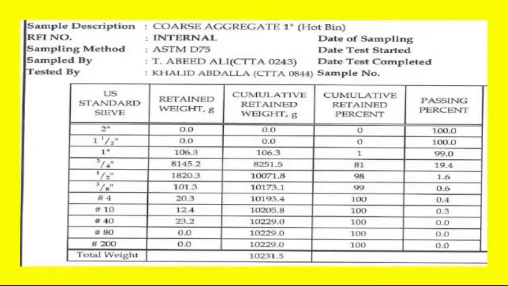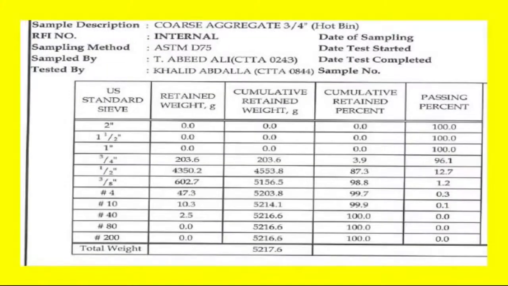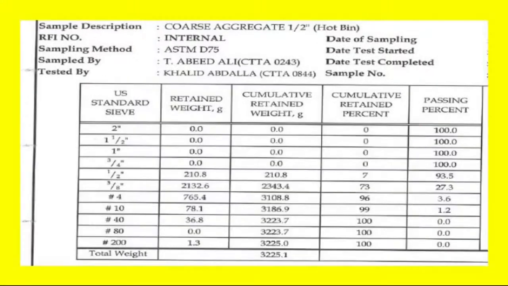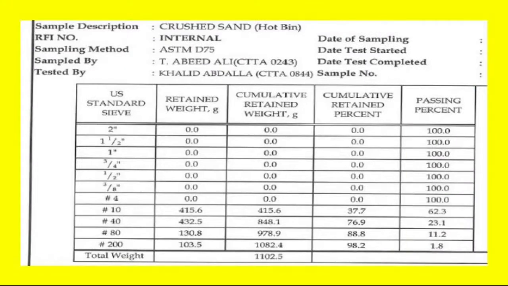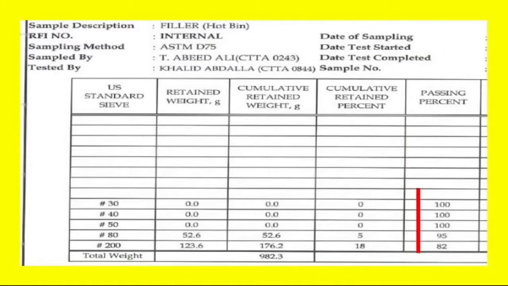Similarly, for aggregate size 1 inch, select the passing percentage from here, and 3/4 from here. Select the passing percentage of aggregate half inch, and the passing percentage of aggregate 3/8 inch. Select the passing percentage from the test report for sand, and select the passing percentage for the filler.